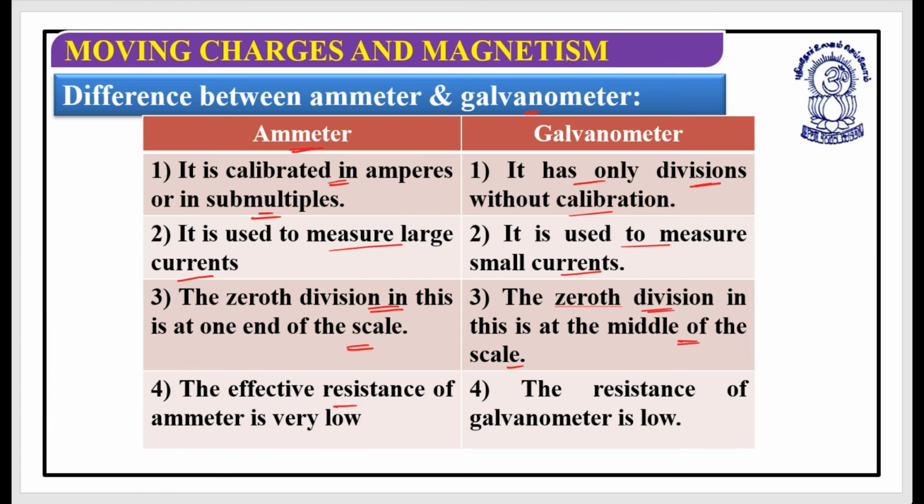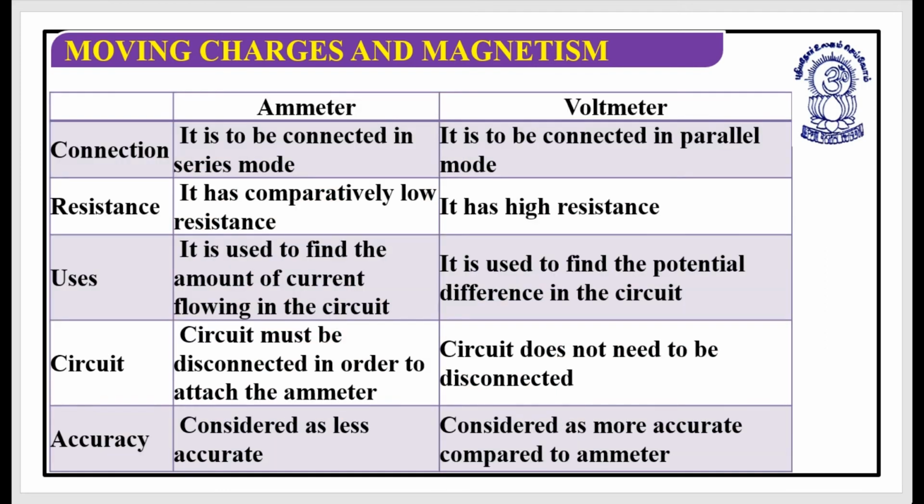The effective resistance of an ammeter is very low, and the resistance of a galvanometer is also very low. Let's check the similarities and differences between the ammeter and voltmeter. An ammeter is always connected in series. A voltmeter is connected in parallel.